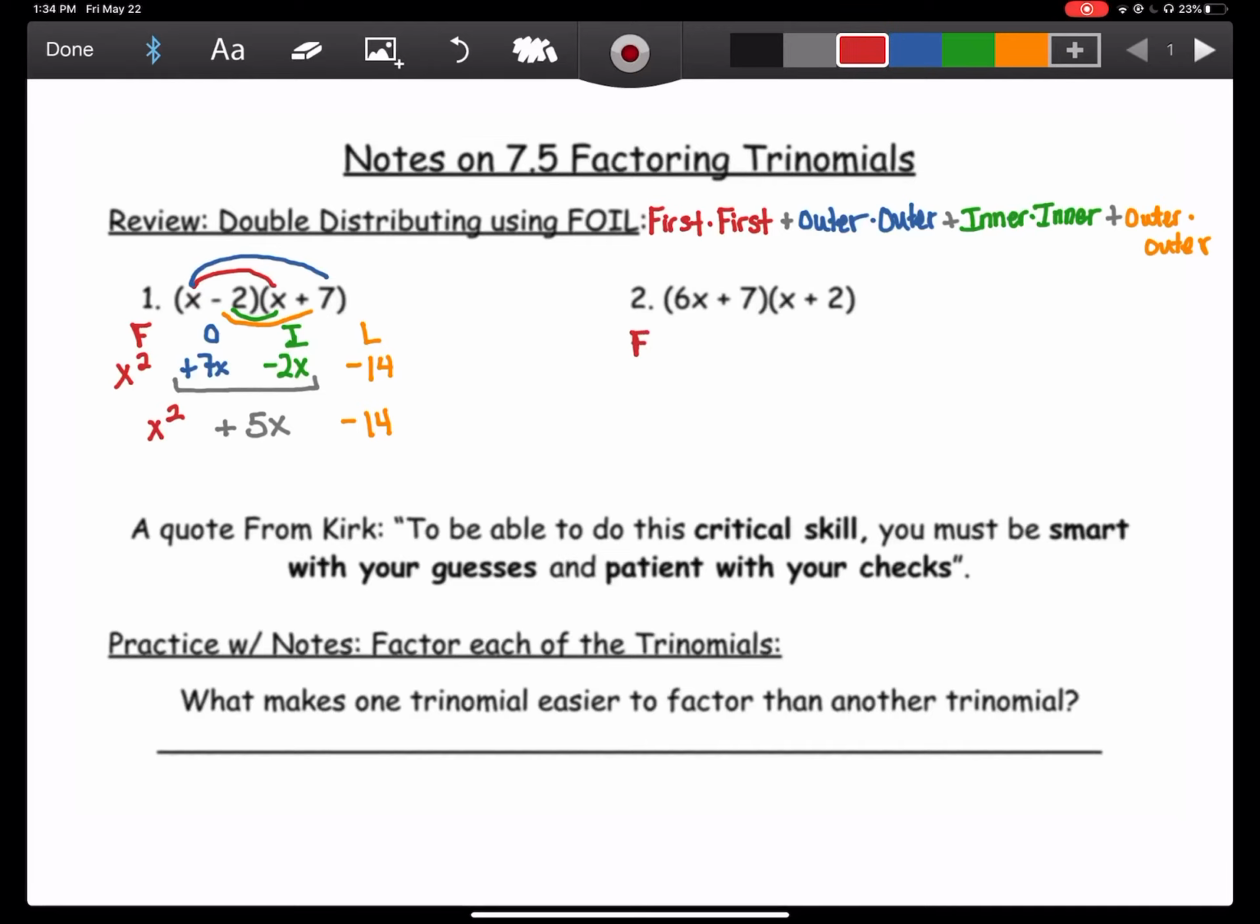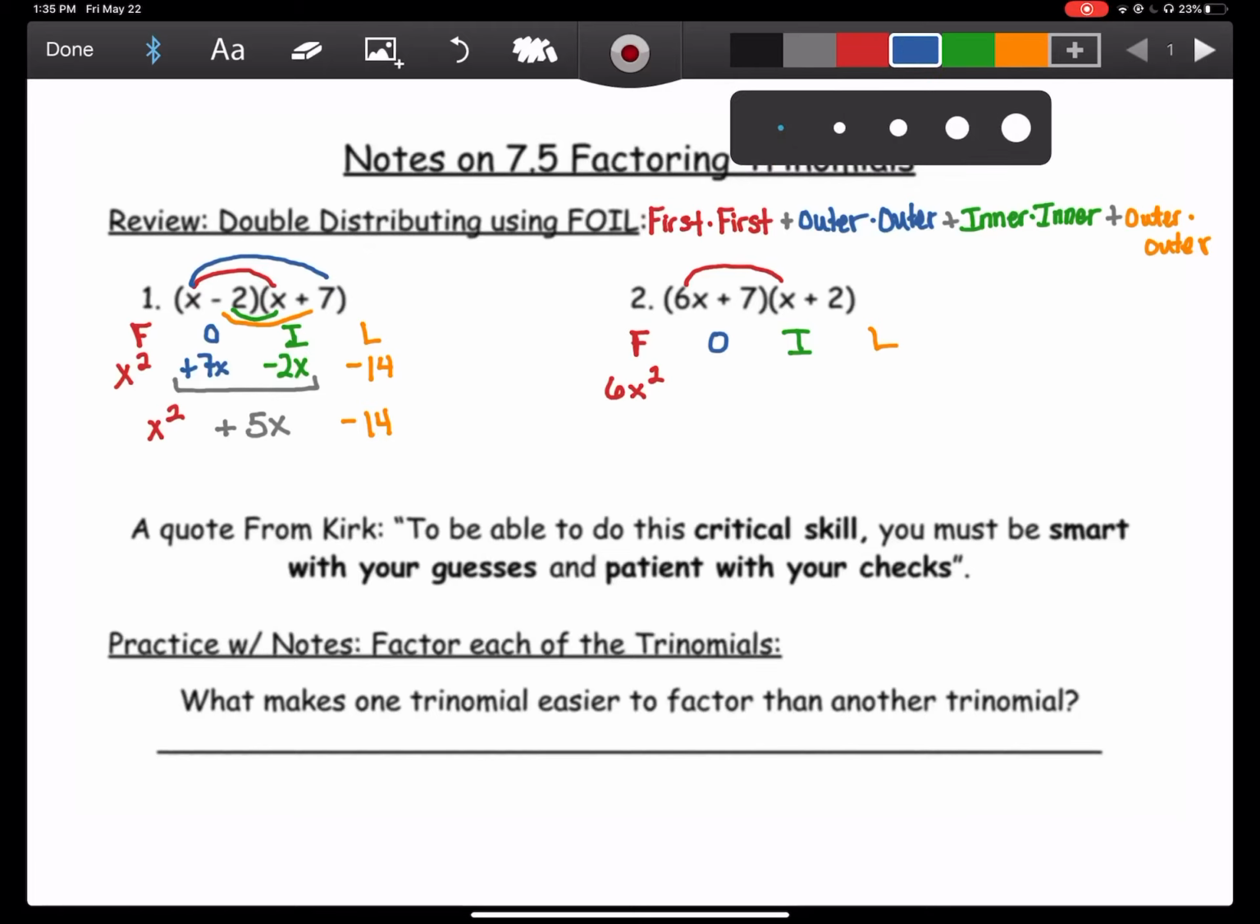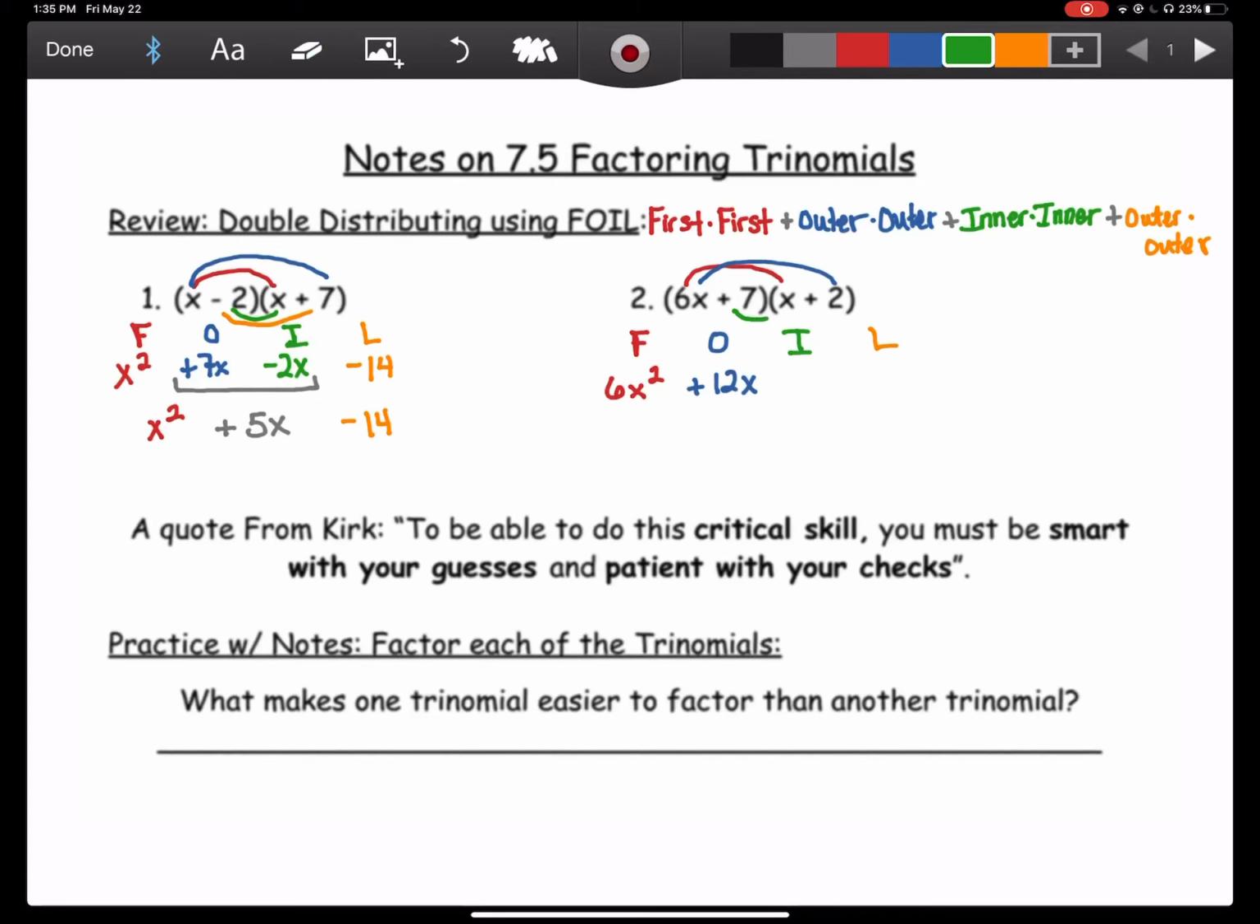First, outer, inner, last, representing first times first, outer times outer, inner times inner, last times last. So here we go. First times first creates 6x squared. Outer times outer gives us positive 12x. Inner times inner gives us positive 7x. And last times last gives us positive 14.